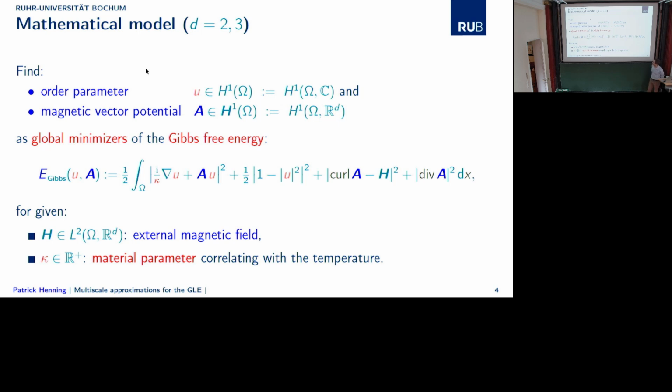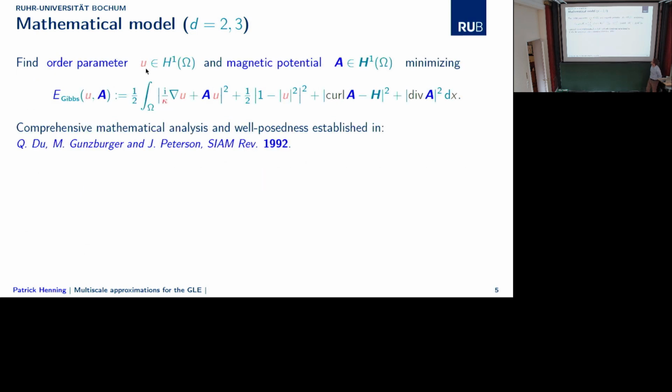So this is what we would like to minimize. And of course, first I should say something about the well-posedness of this minimization problem. This was already studied in a comprehensive work by Chang-Du, who's not here anymore, Max Ginzburg and Janice Peterson, who summarized everything in a Science Review article more than 30 years ago. So they studied well-posedness, existence of minimizers, properties, and a lot of things.